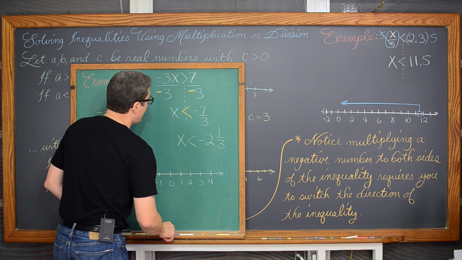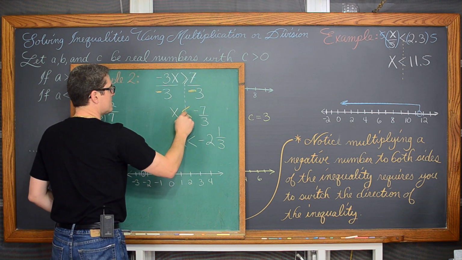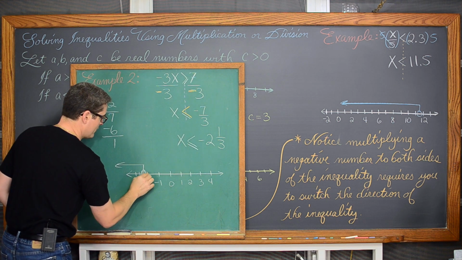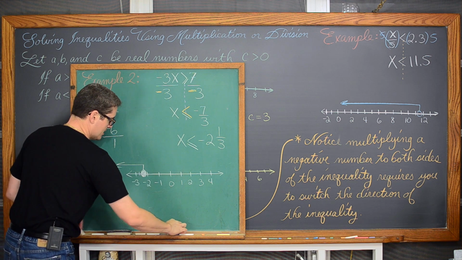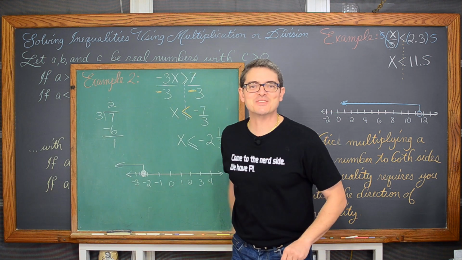If we had an equal sign as a part of this problem, of course, we would remember that we need to shade in that point. Let's get on to our next two examples.